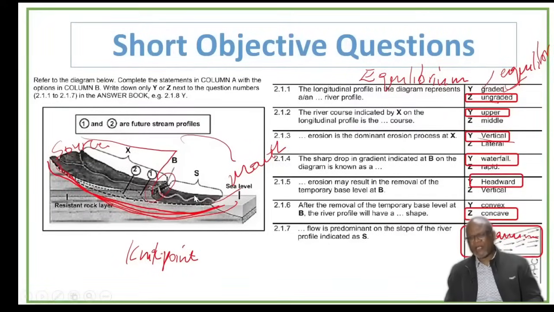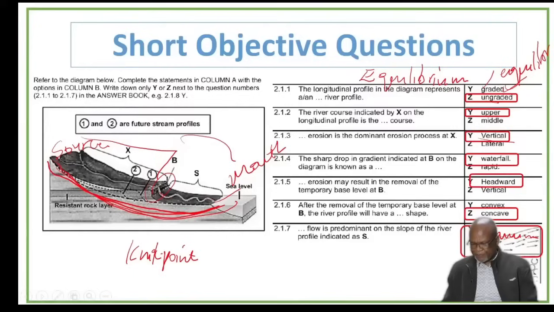Why is the river flowing in that kind of form? Why do we have laminar flow? Because the gradient is, the riverbed is smooth. So because of the smooth riverbed, there are no turbulences. So the river is flowing very smooth here.